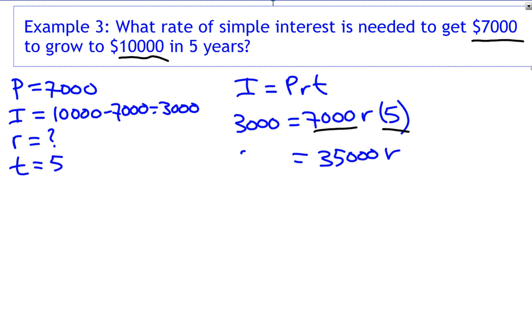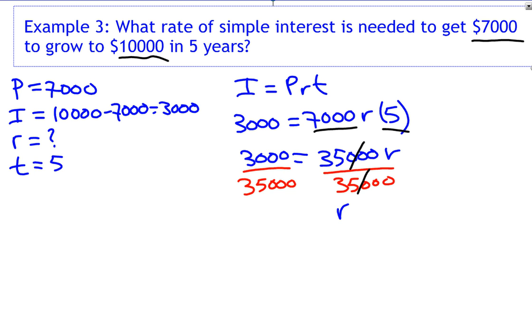R is equal to $3,000. So now we have a simple equation. That equation has a variable in it. We're trying to figure out that variable. It's being multiplied by 35,000. To undo that multiplication, we're just going to divide both sides by 35,000. The 35,000 and the 35,000 in the numerator and the denominator here on the right divide each other out.